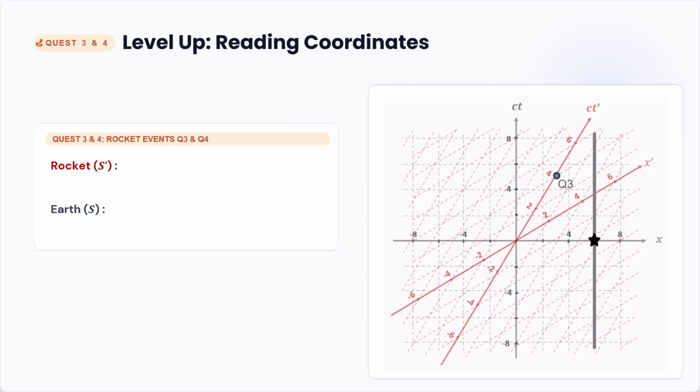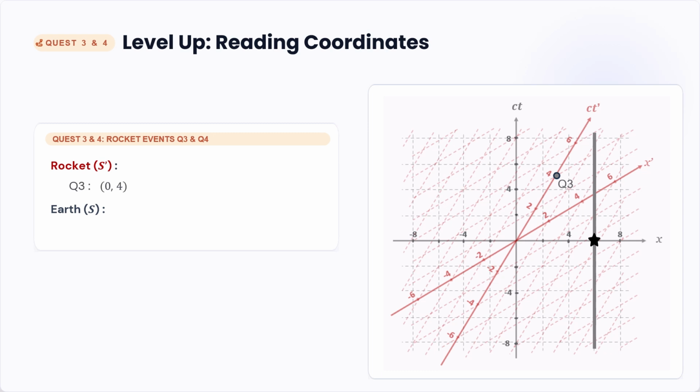Moving on to Quest 3. On the red axis, the rocket's frame of reference, there is a point Q3. Through the rocket's glasses, its position reads x prime equals 0. Let's read this exact point using both sets of glasses, red and black. Ready? Read the coordinates from the graph. 3, 2, 1. Through the rocket's glasses, the red axis, it lies directly on the red time axis. So position x prime equals 0 and time ct prime equals 4.